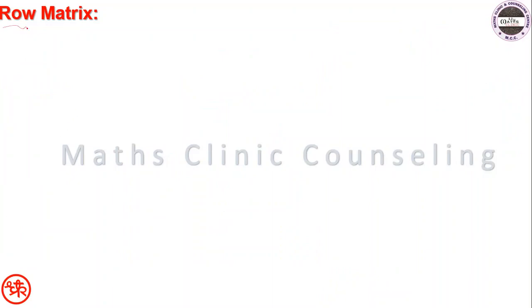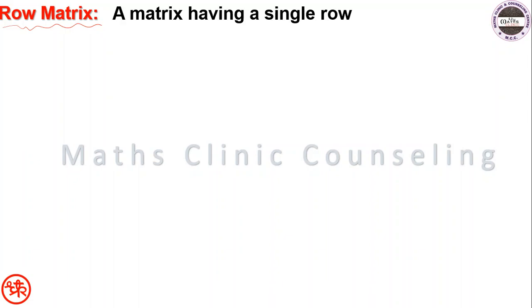Let us see the row matrix. So here you see row matrix. What is a row matrix? A matrix having only one row. The number of columns may be more than one. Look at here, a matrix having a single row, one row. Is that clear?